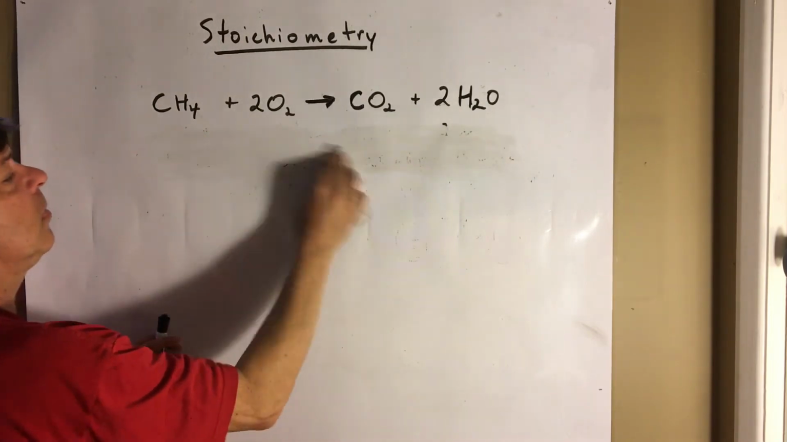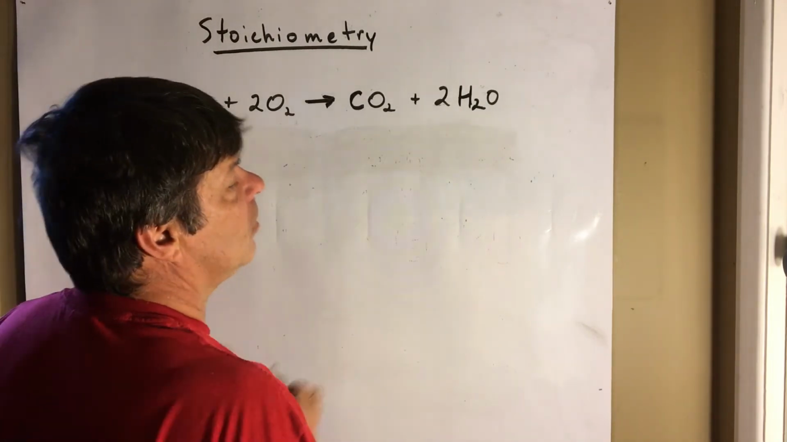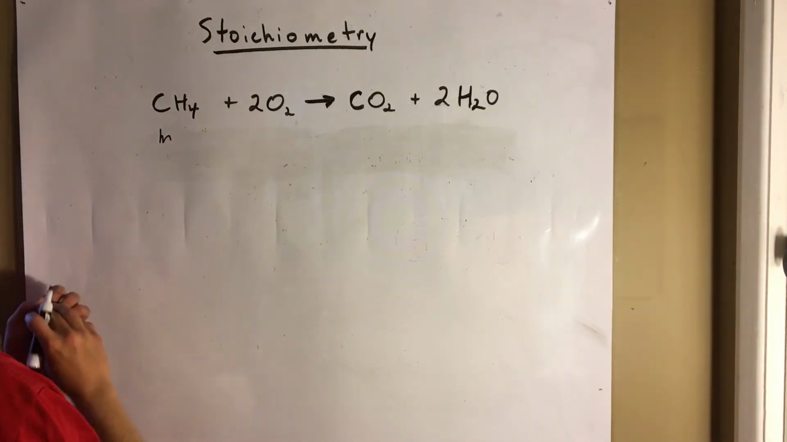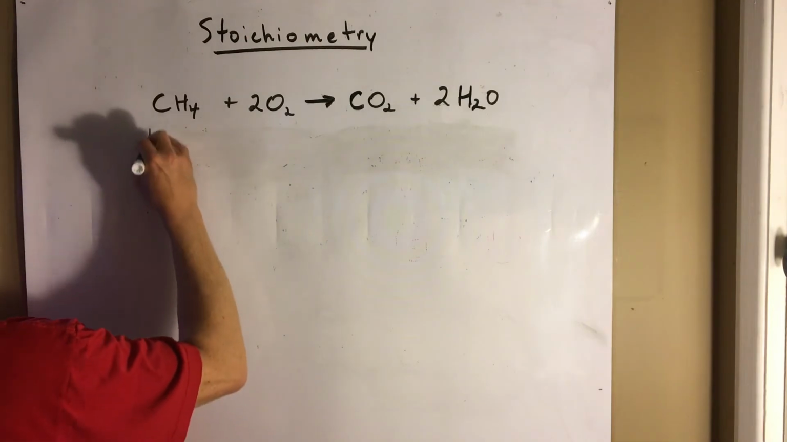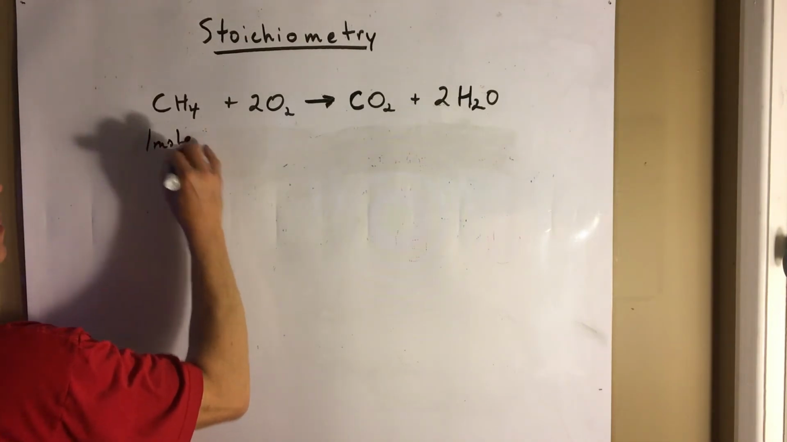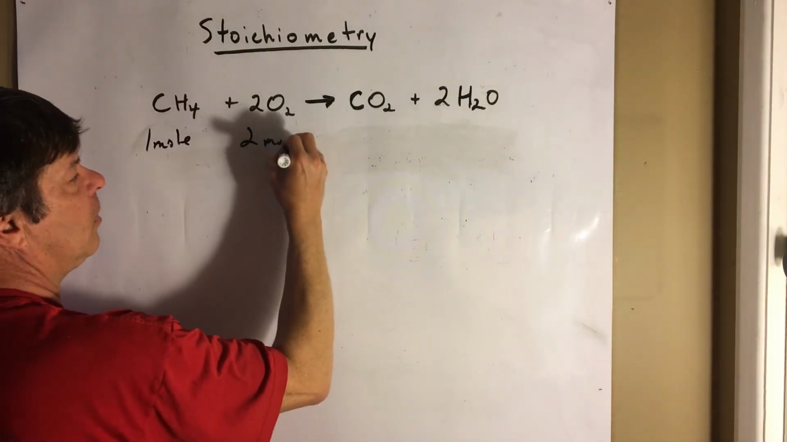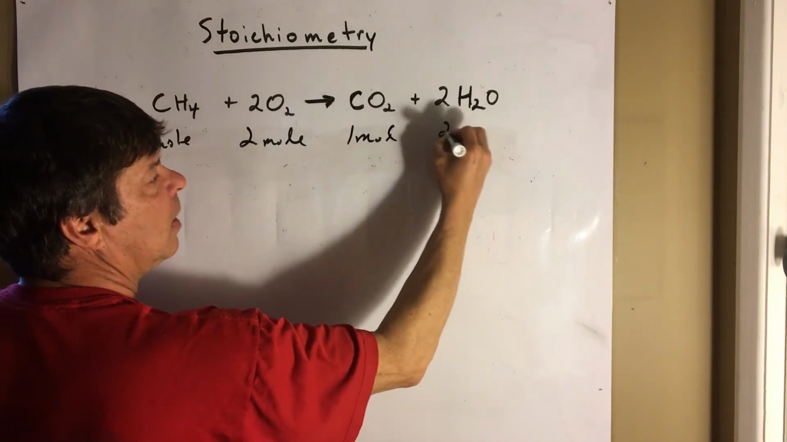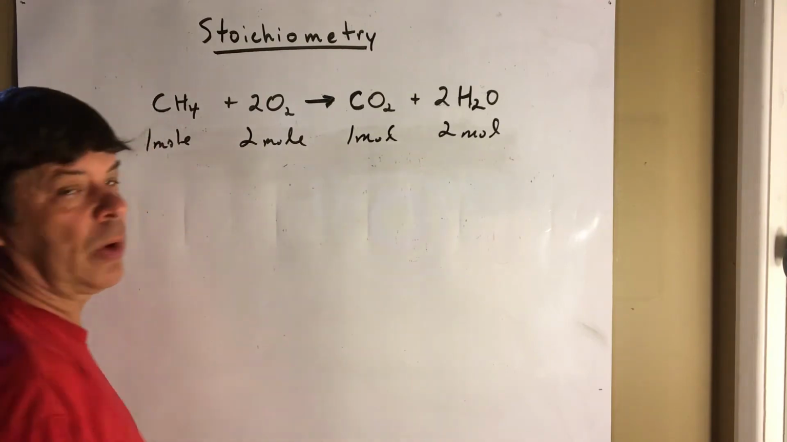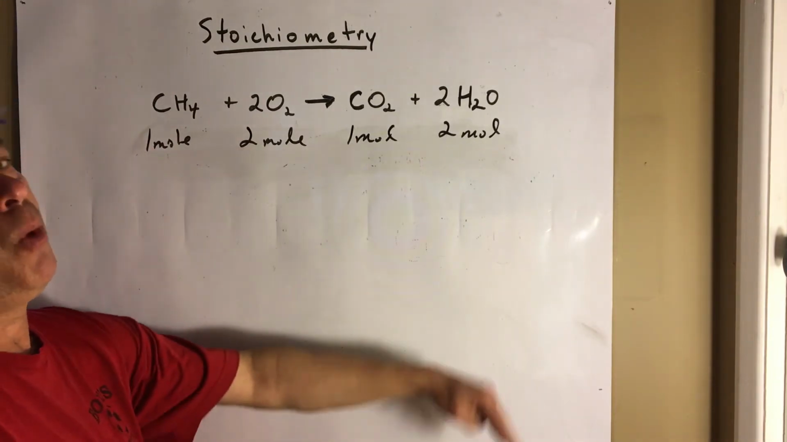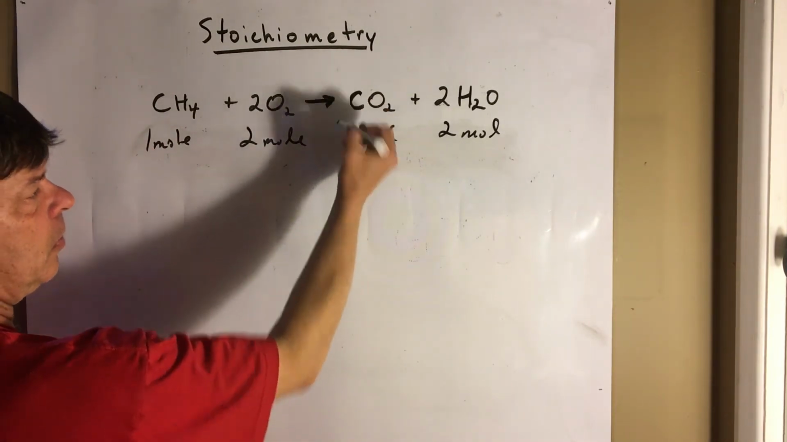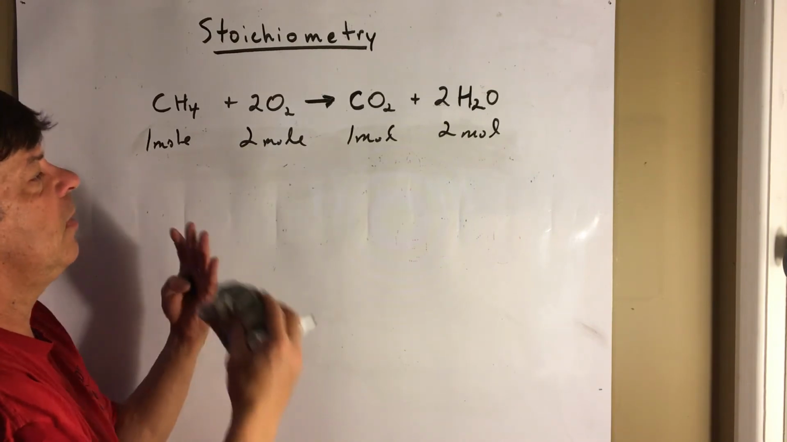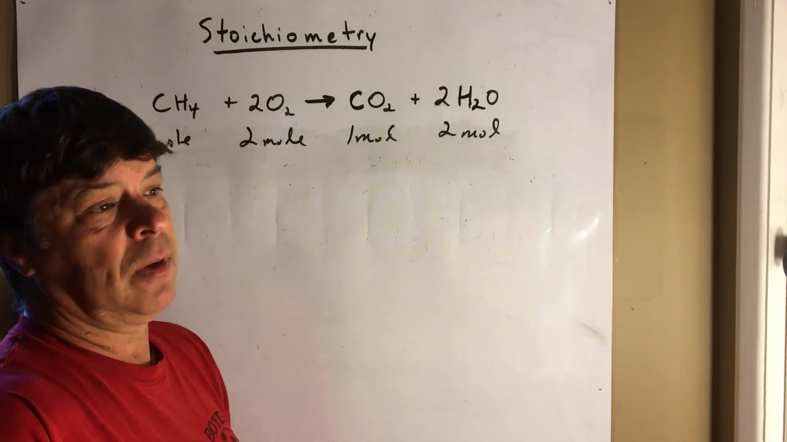number of molecules. So what this balanced chemical equation says is that for every 1 mole of methane, we need 2 moles of oxygen, and we would get then 1 mole of carbon dioxide and 2 moles of water. So these coefficients are mole ratios. If you don't see a coefficient, there's a 1 there. So we're going to take advantage of these mole ratios.